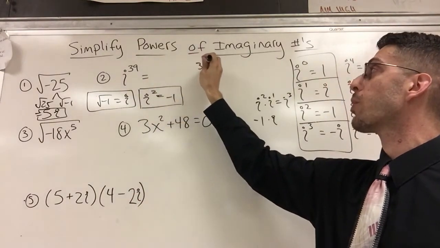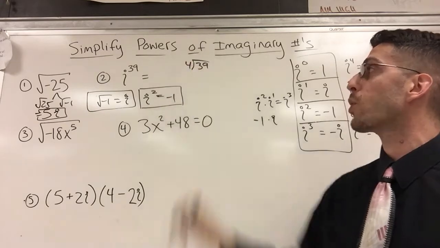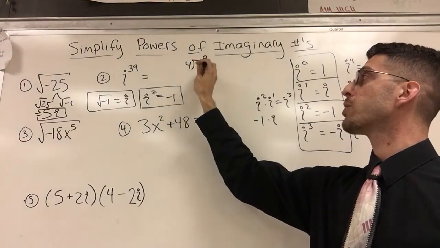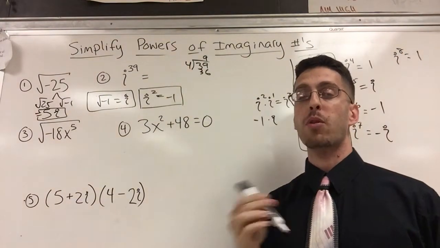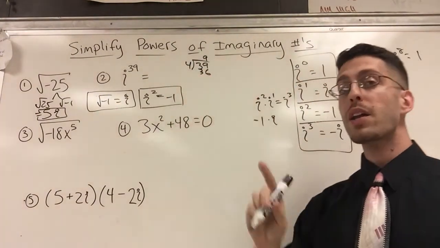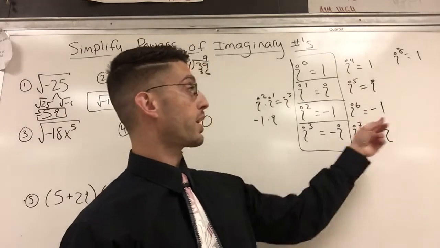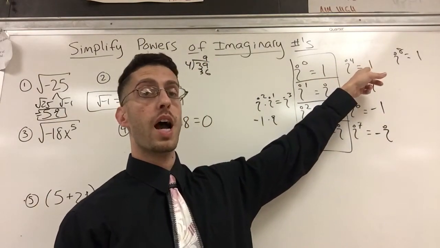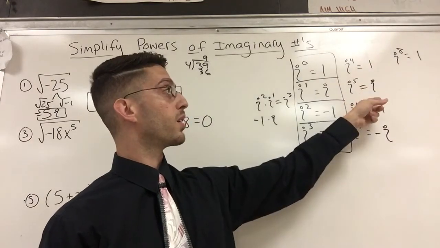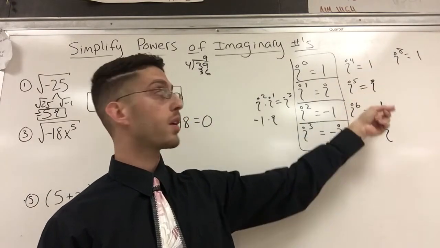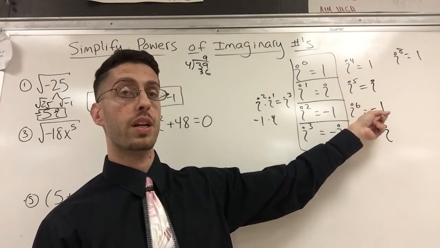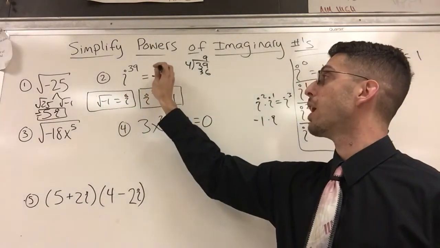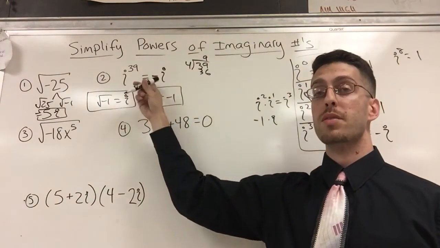So in my head, I'm doing 39 divided by 4. That's 9. 9 times 4 is 36. So I didn't reach 39 yet, I'm only at 36. So i to the 36, if I kept making this list, i to the 36 would be 1. i to the 37th would be i, i to the 38th would be -1, and i to the 39th would be -i, and there's my answer, -i. i to the 39th is the same as -i.